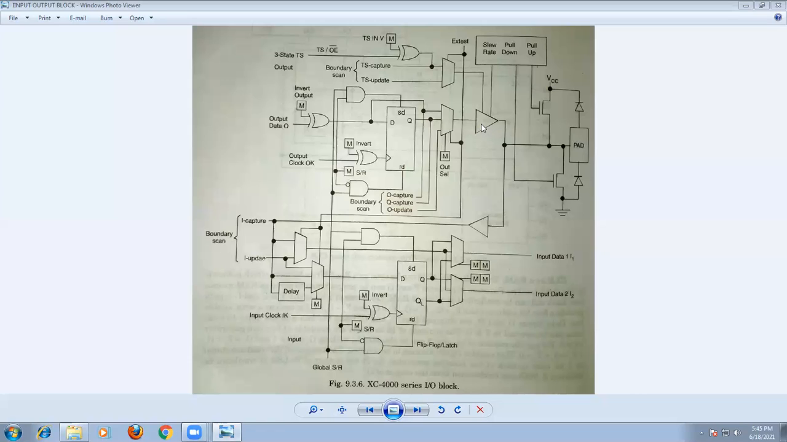And for the buffer stage, if the 3-state signal is logic 1 and the 3-state invert bit is 0, then in this case the output buffer is in the high impedance state.